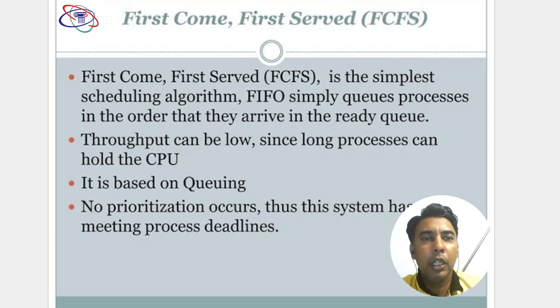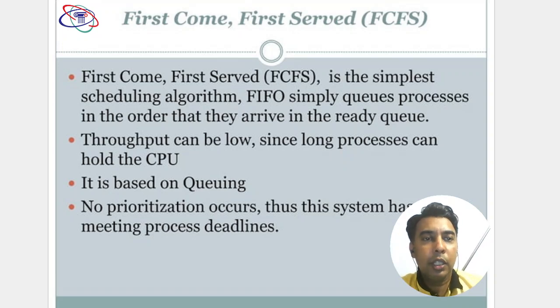So it simply queues the processes in the order that they arrive in the ready queue. In this FCFS, the throughput can be low. It can be a problem, since long processes can hold the CPU for a longer time, and other processes have to wait for that time. So basically, it is based on the queuing system.